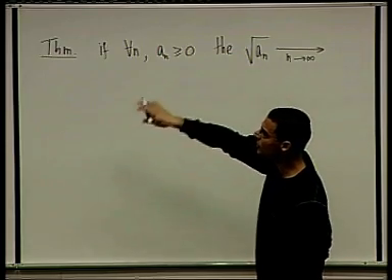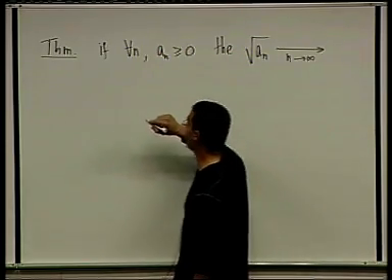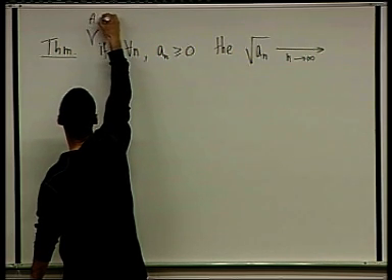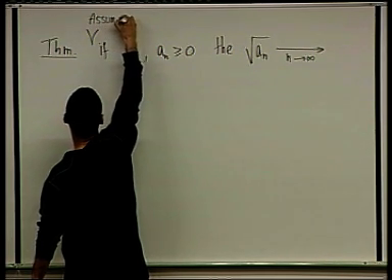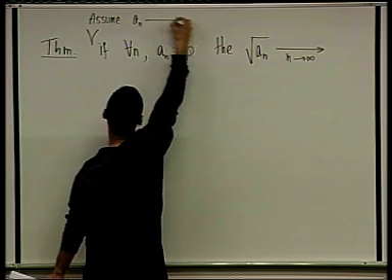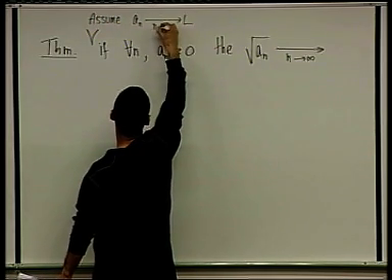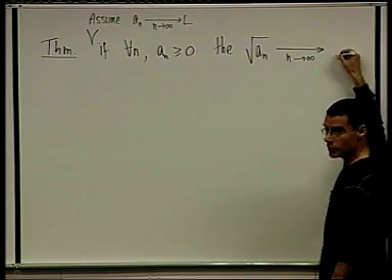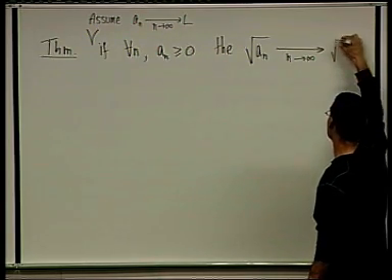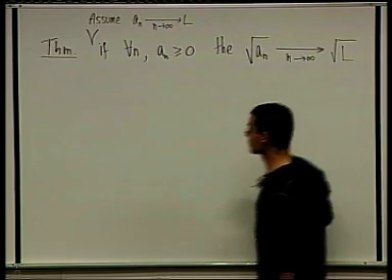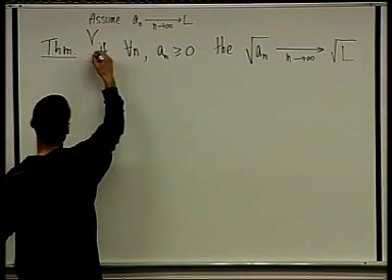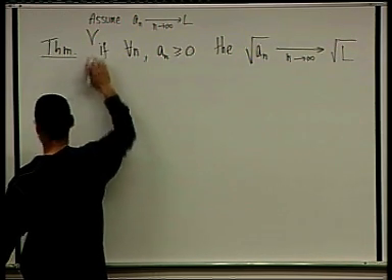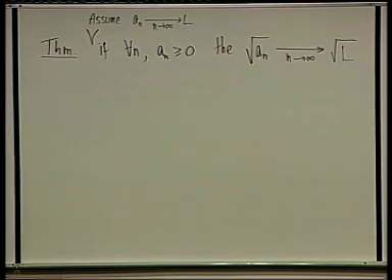I'm still under the assumption that a n goes to L. Maybe I'll add it here. Assume a n goes to L. Then what would the root of a n converge to? Right, the square root of L.